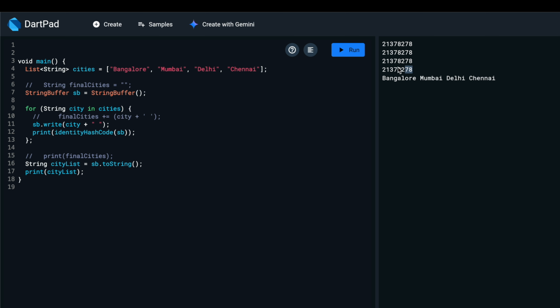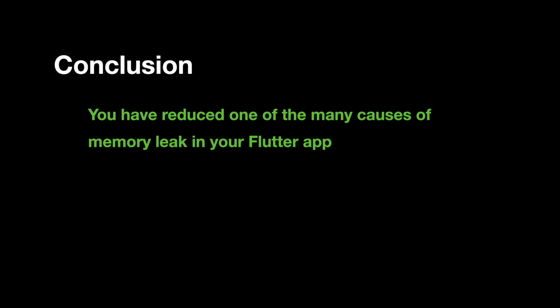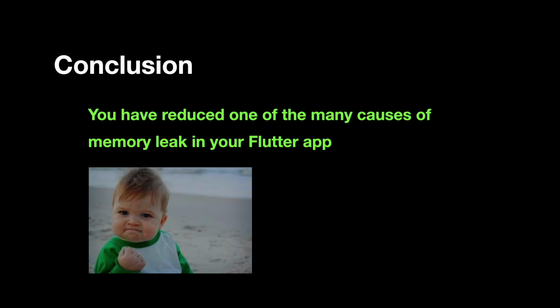So as you can see, the hash code is still the same for each iteration, and we managed to concatenate strings. In conclusion, by using StringBuffer for string concatenation in Flutter, you have reduced one of the many causes of memory leaks in your Flutter app.